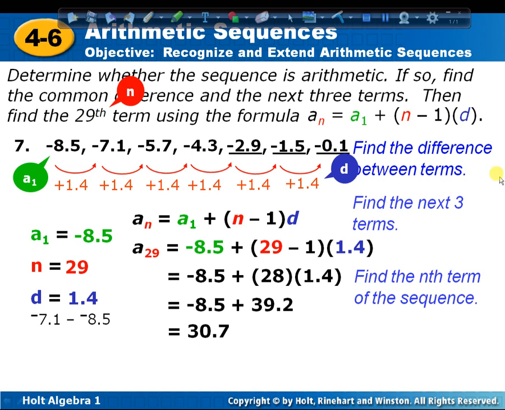Again, you do not have to write the words over here in blue. But you do need to have, where you're adding 1.4, you need to have this listed and where you found the 29th term.